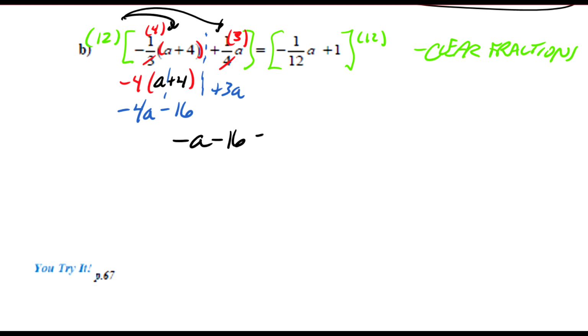On the right, we'll distribute the 12 to the negative 1/12 a. So when we do that, the 12 in the denominator will cancel. Nothing is left but a 1. But what's the term? And the term, right, don't forget your negative, is negative 1a. So this would be a negative a. And then if I multiply the 12 to the 1, I get plus 12.